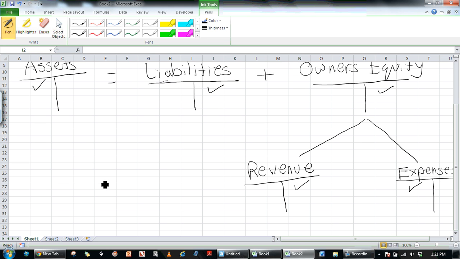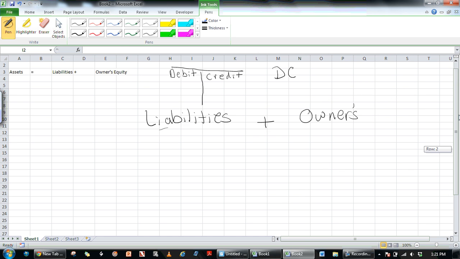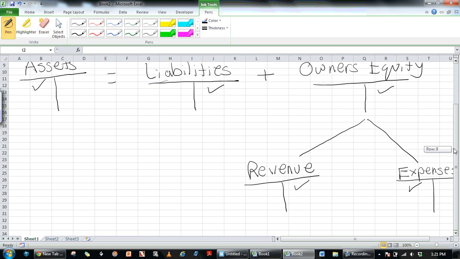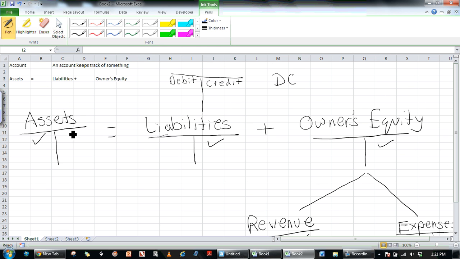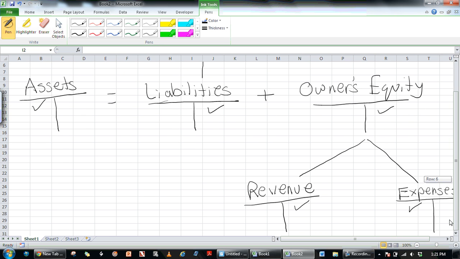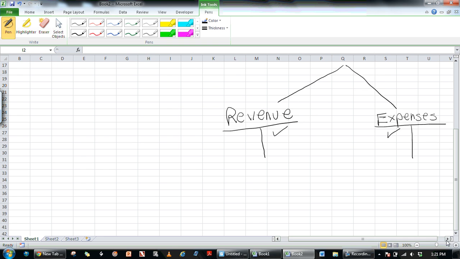You've seen me do this many times throughout the semester. The reason I do this all the time is because if you forget, you can quickly draw this for yourself. Start with the balance sheet equation and quickly draw this for yourself, and you'll remember which account increases on which side based on just doing this.